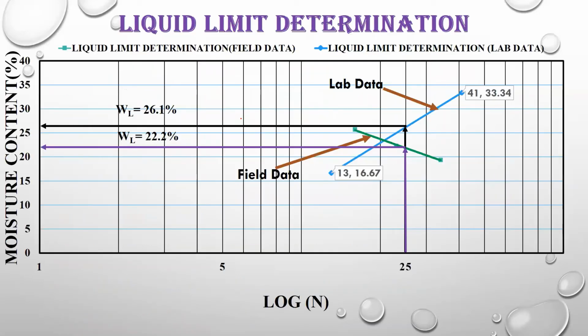Now, this graph you can see over here is the liquid limit determination, and you can see we have lab data and field data, from the laboratory investigation. On the x-axis, we have a log graph, log N, the number of blows. On the y-axis, we have moisture content. On the x-axis we have the logarithmic number of blows, so you can see 1 blow, 5 blows, 25 blows. So we have to divide it according to the number of lines.